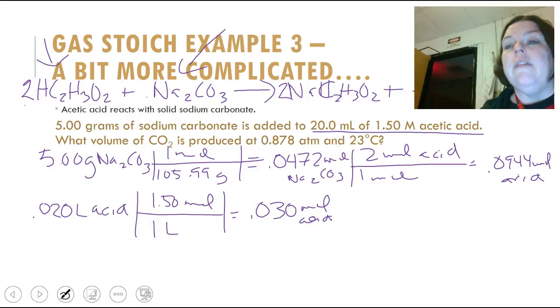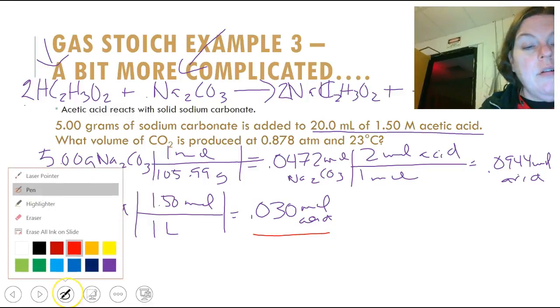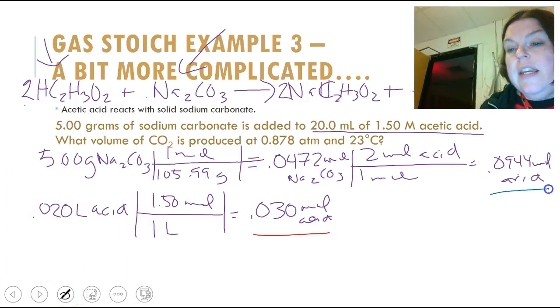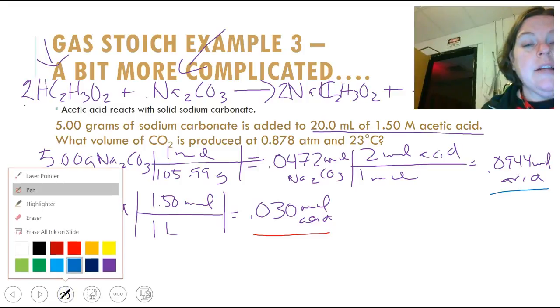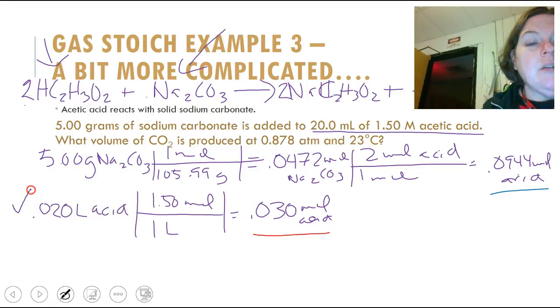Now, I could move on from here, but I really don't need to, because what I know is this is what I have, and this is what I need. I can see my need is much greater than what I have. So the acid must be the limiting reactant. So in reality, I don't need to know this anymore. All of that makes no difference.